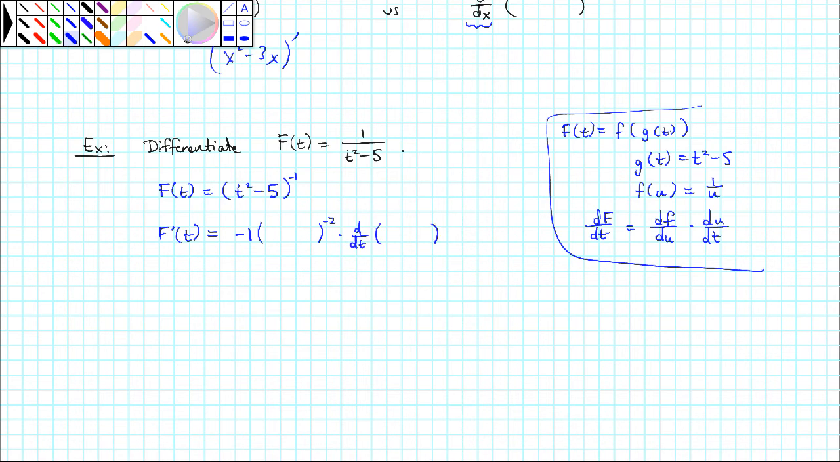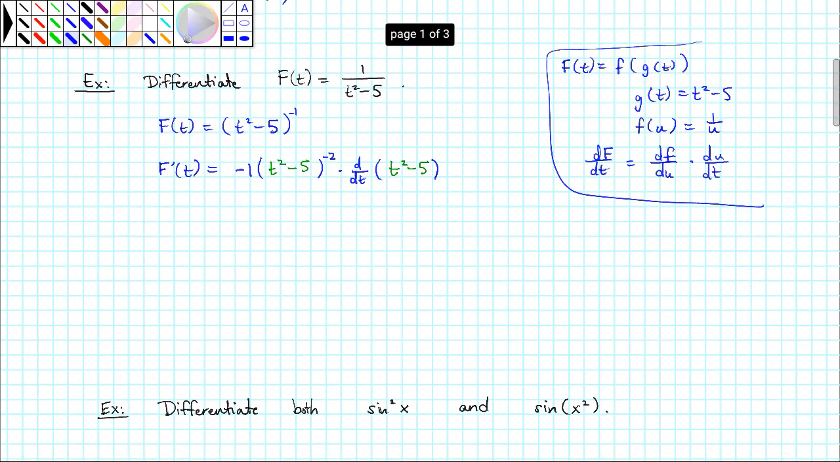Whenever I use the chain rule, I almost always first write something like this with the blanks there, and then I will fill in the blanks with what that inside function is. That is t squared minus 5. So this clearly delineates what our process is and what we need to do.